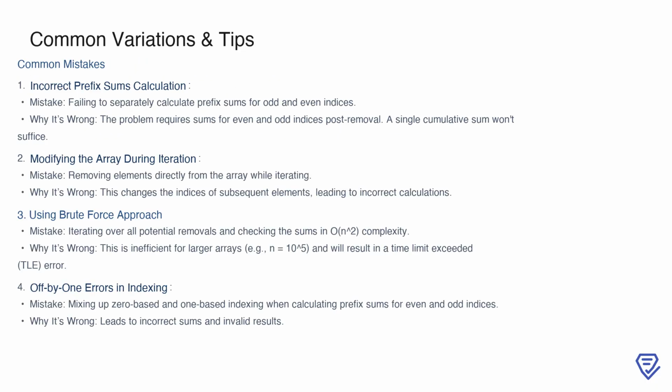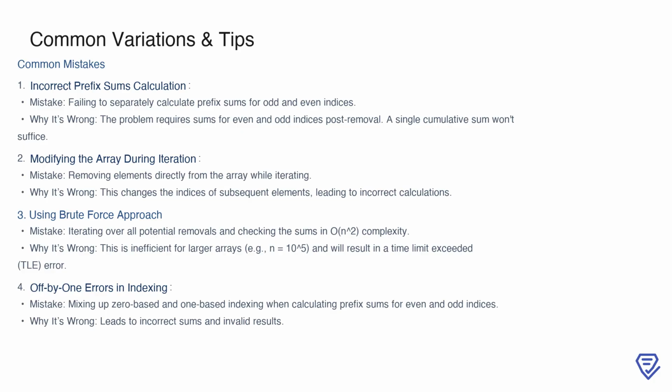sizes. When solving this problem, there are several common mistakes to avoid. First, it's crucial to calculate prefix sums separately for odd and even indices. A single cumulative sum won't work because the problem requires you to evaluate the sums for both even and odd indices after removing an element. Another frequent issue is modifying the array during iteration. If you remove elements directly from the array, it alters the indices of the remaining elements, which can lead to incorrect calculations and unpredictable behavior.